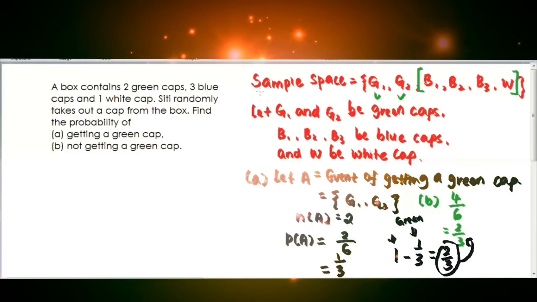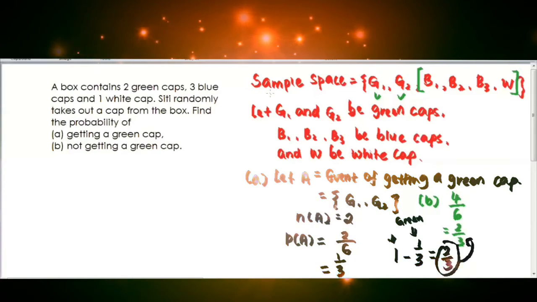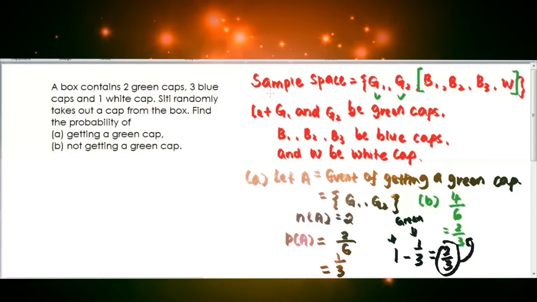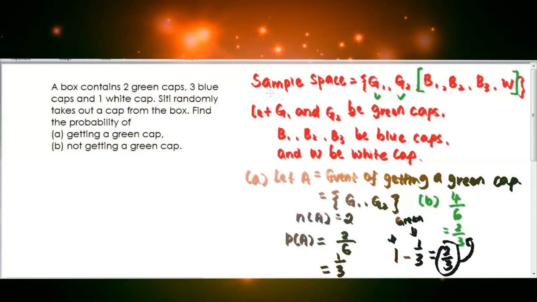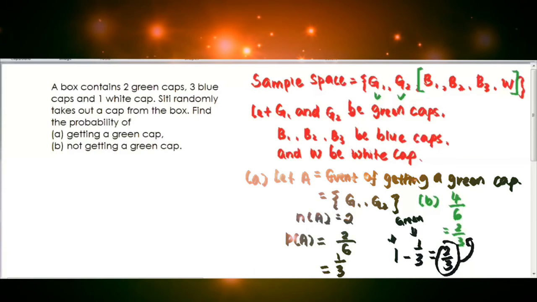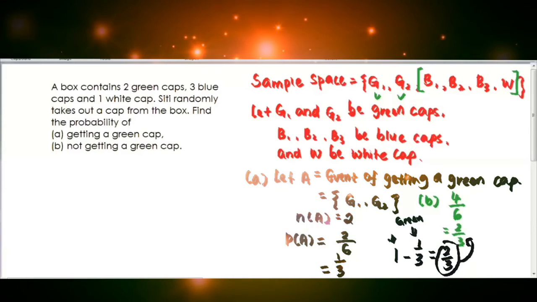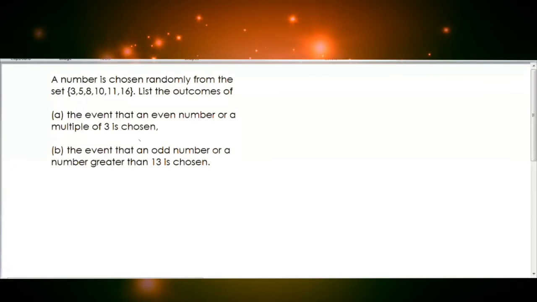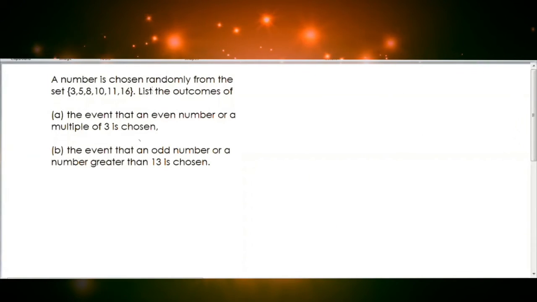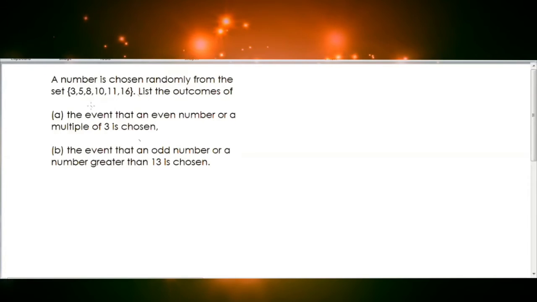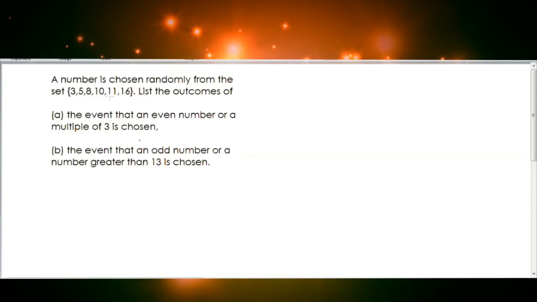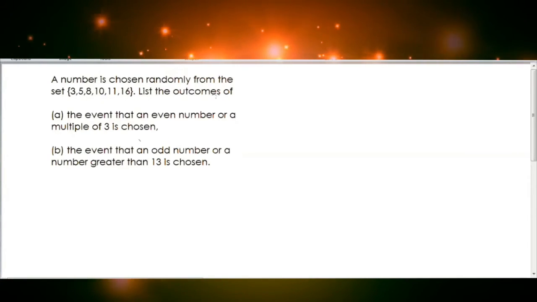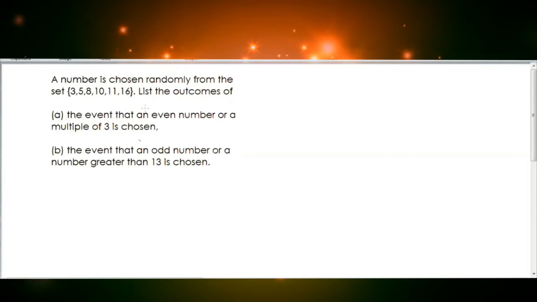This is for the complement. Next, for the last topic, we will learn the probability of a combined event. Let's look at this question. A number is chosen randomly from the set 3, 5, 8, 10, 11, and 16. List the outcomes of the event that an even number or a multiple of 3 is chosen.